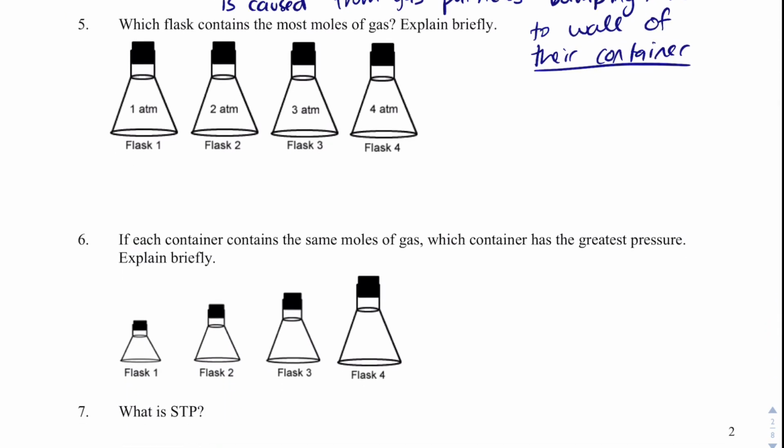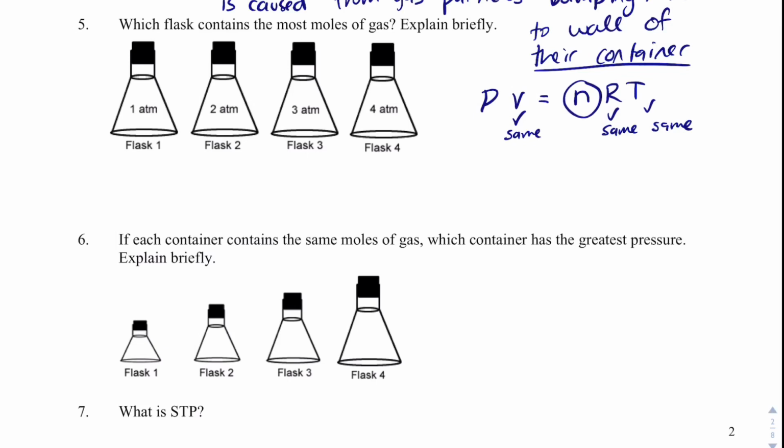In question number 5, it says, which flask contains the most moles of gas? It appears that the flasks have the same size, and we can assume that they're all at the same temperature. So if I use the ideal gas law, PV equals nRT, volume appears to be the same. R is always going to be the same. It's just a gas constant. And T, we'll just assume it's the same.